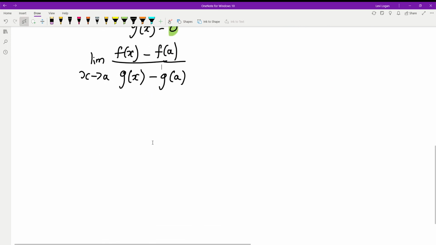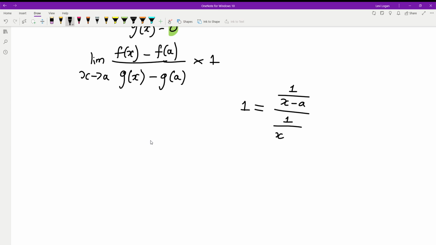Now, we can do anything we want to this expression as long as we apply it to the top and bottom. So effectively times this by 1, it doesn't change anything. Now we can make 1 equal to anything. So I'm going to make 1 equal to 1 over x minus a over 1 over x minus a. And I'll show you why I did this. Now this is valid because I have the same thing being divided by itself, so it's equal to 1.